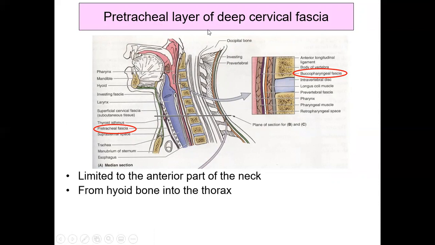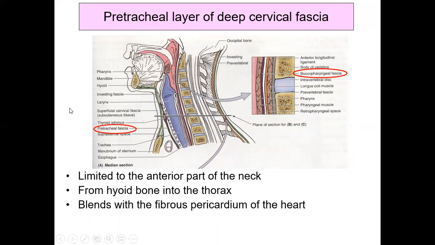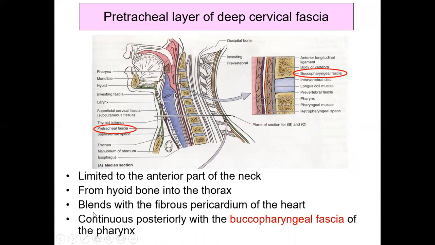The pretracheal layer of the deep cervical fascia extends from the hyoid bone into the thorax. So this is the hyoid bone, and it extends from the hyoid bone into the thorax. This pretracheal layer blends with the fibrous pericardium of the heart. So that is the part that you have to remember.